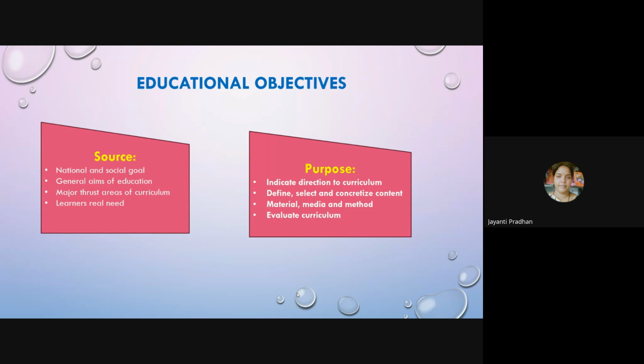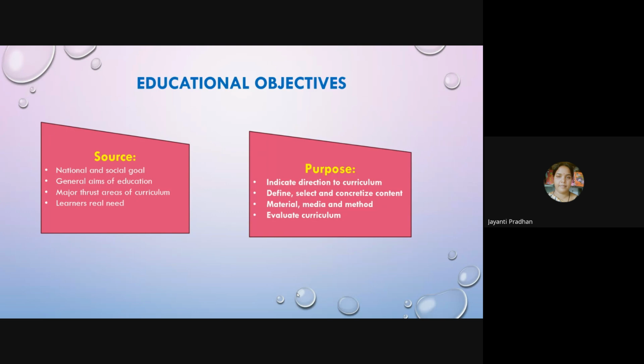Whatever content we have selected and organized in a particular subject or a particular course at a particular level has some purpose, and follows some kind of direction. So these educational objectives indicate the direction to the curriculum. Then it defines, it selects, and it concretizes the content. The objective tells what kind of content is to be placed in the course material.